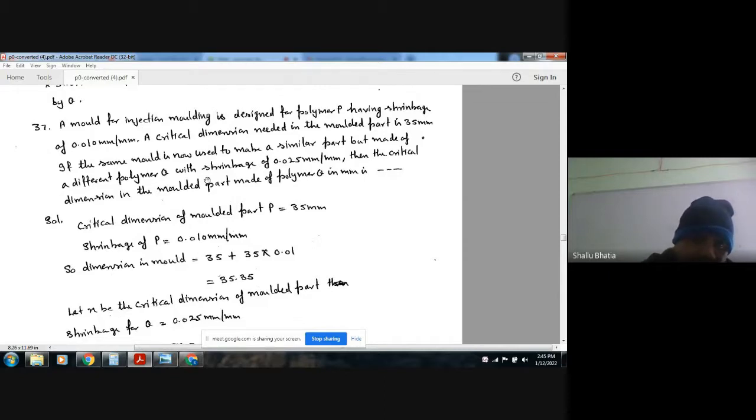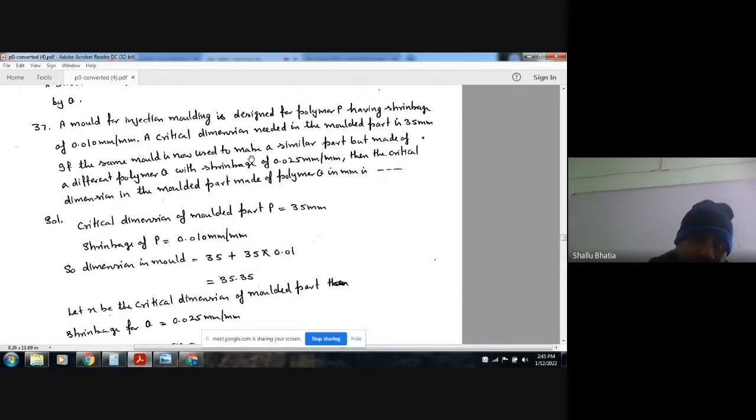A mold for injection molding is designed for polymer P, having shrinkage of 0.010 mm per mm. A critical dimension needed in the mold part is 35 mm. If the small mold is now used to make a similar part but made of a different polymer Q with the shrinkage of 0.025 mm per mm, then the critical dimension in the molded part made of polymer Q in mm is.